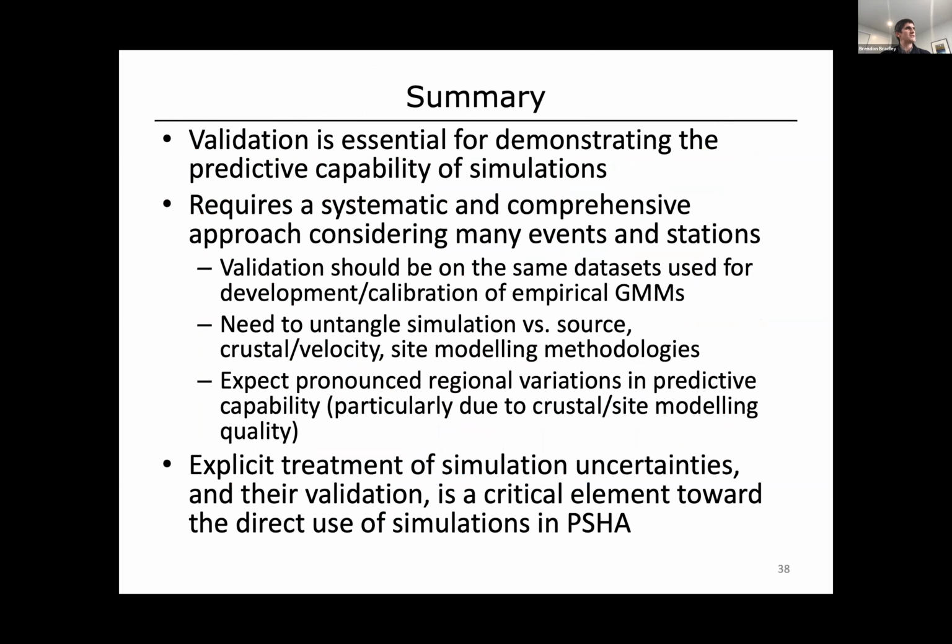So in summary, really just to reiterate some of the points that previous speakers mentioned, validation is essential. It requires a systematic and comprehensive approach. In particular, validation should be performed on the same data sets that we use for development and calibration of empirical models, so that really if they are the state of practice, we need to demonstrate like for like that we're able to perform better. And then we need obviously explicit treatment of simulation uncertainties as a critical element as well.